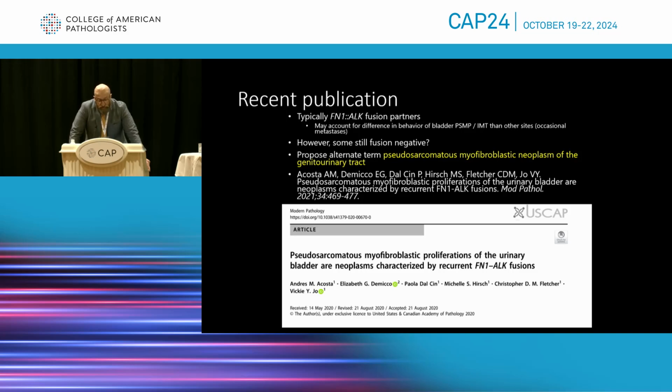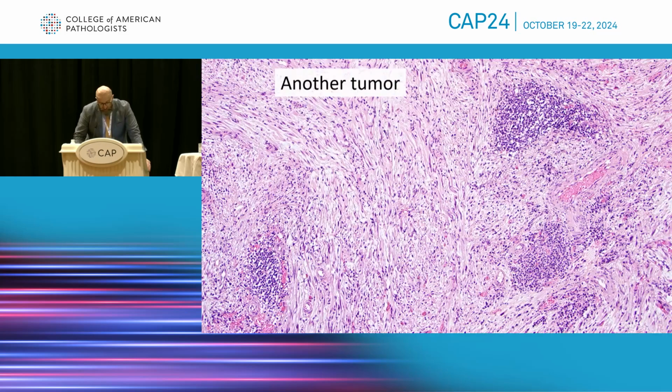Just in general, in soft tissue, we think of inflammatory myofibroblastic tumor as having some malignant potential, some capacity for metastasis. But in the bladder, whether it's a pseudosarcomatous myofibroblastic proliferation or an IMT, both of them seem to behave in an extremely favorable way. So some, including the authors of this paper, would say maybe we just lump them all together. And they actually proposed the term pseudosarcomatous myofibroblastic neoplasm of the genitourinary tract to account for this, that perhaps these two could go together as one.